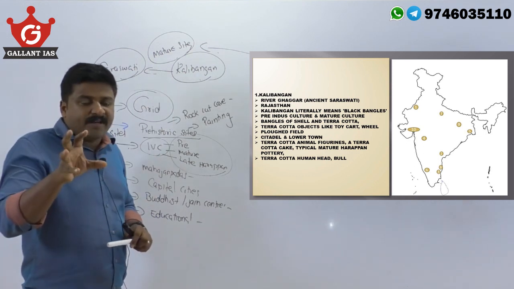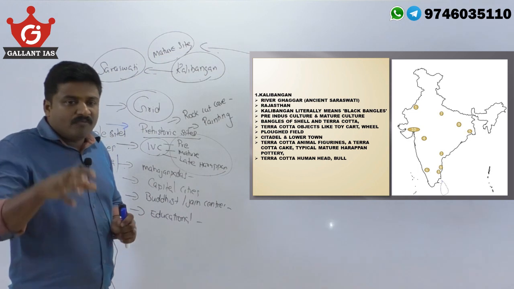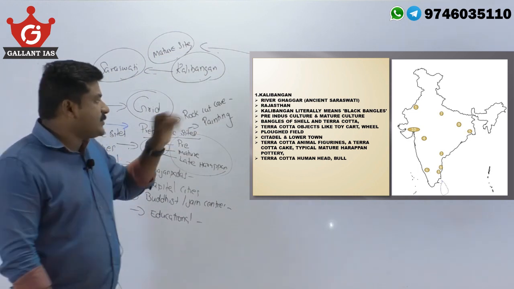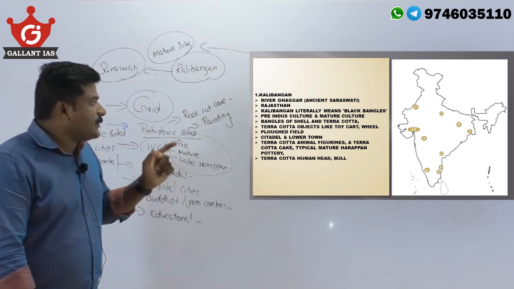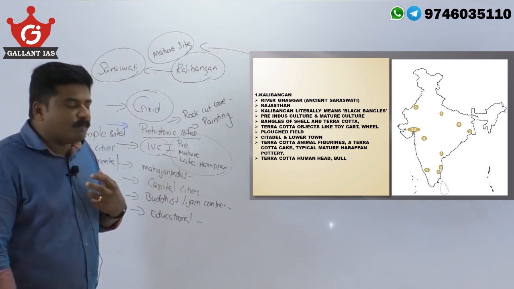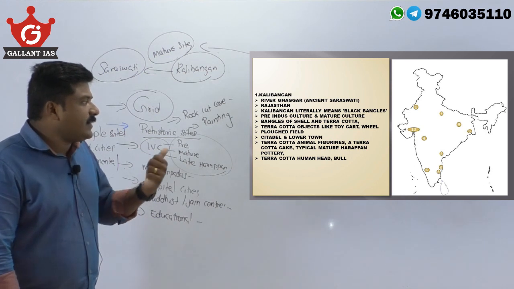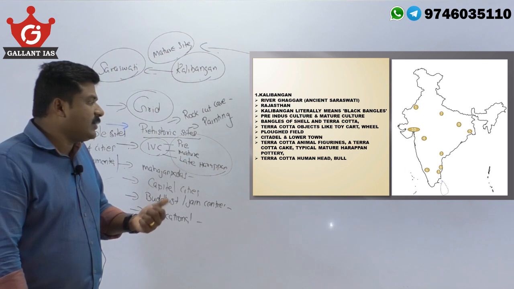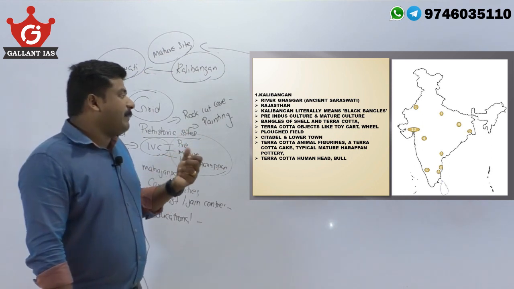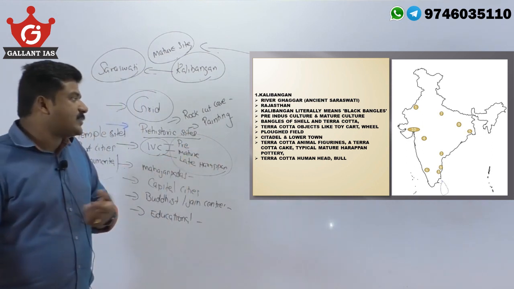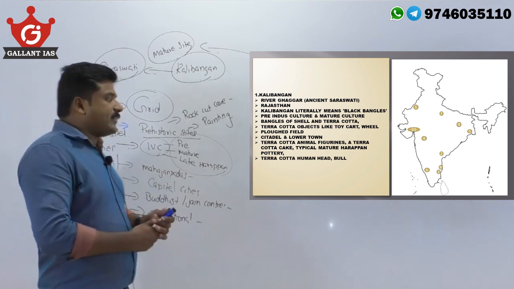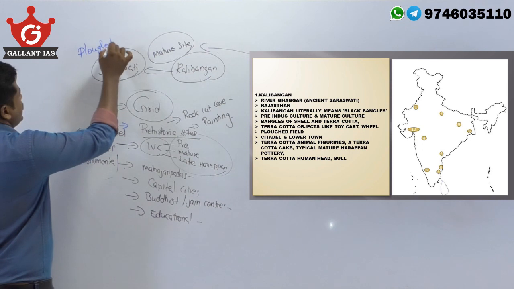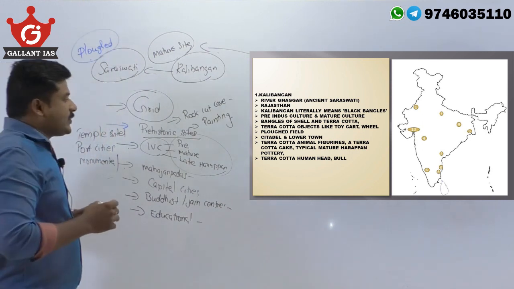So the geographical identity you have to mention in the description: which state it belongs to, and which district it belongs to. Okay, so this is in Rajasthan, and Kalibangan literally means black bangles. This is pre-Indus and mature Harappan culture. Bangles of shells and terracotta figurines were identified, and a ploughed field belonging to the Indus civilization was identified at Kalibangan.